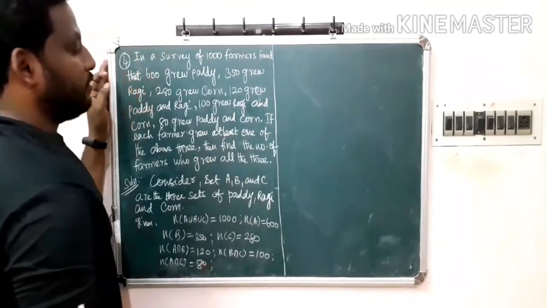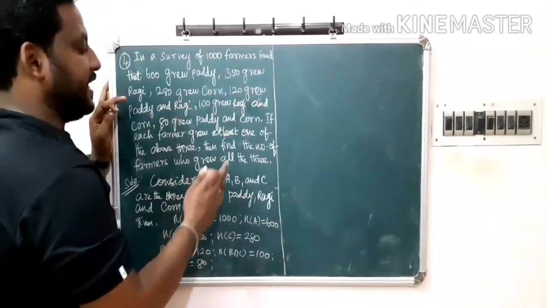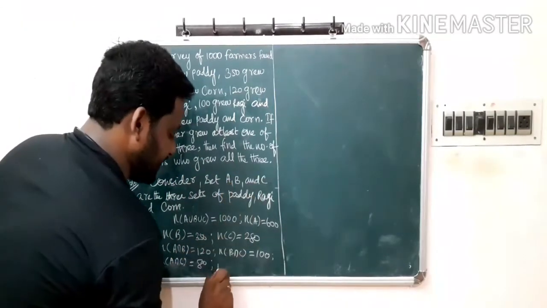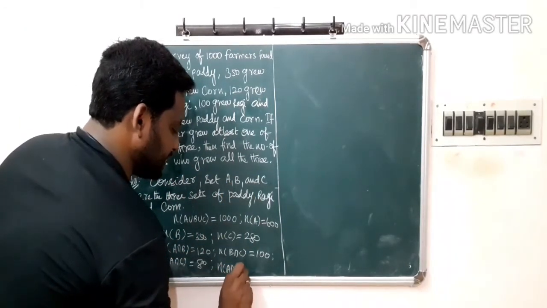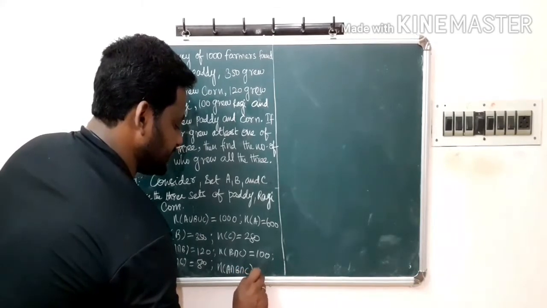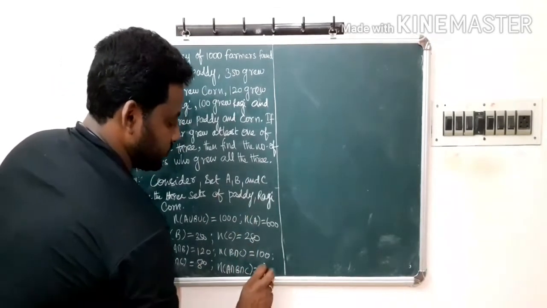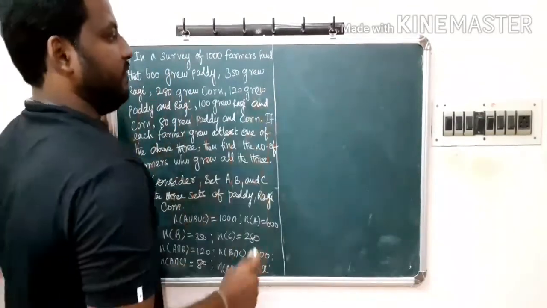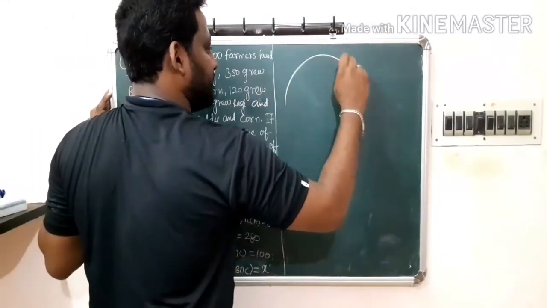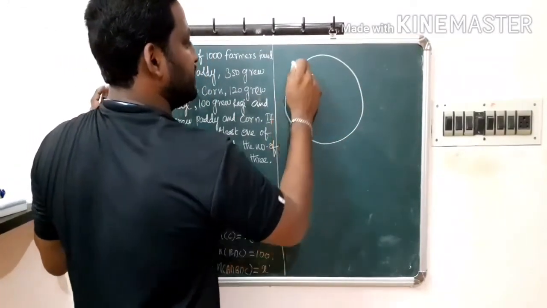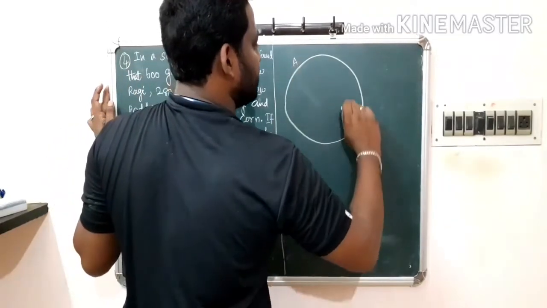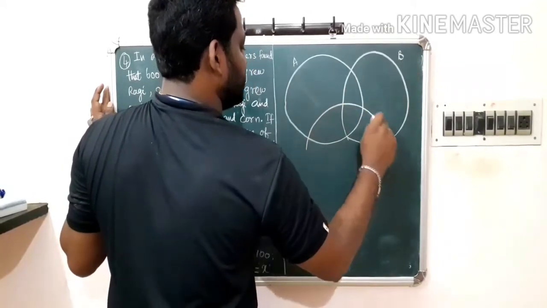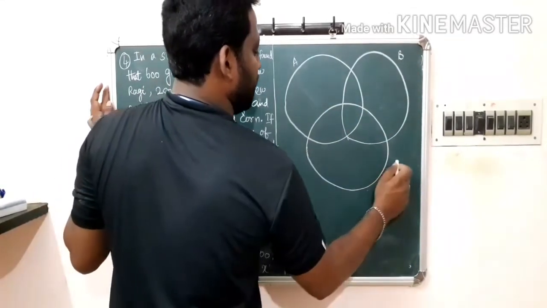And then we have to find out those who grow all the three, which is n of A intersection B intersection C. That is the unknown value, so it should be taken as x. So now we draw a Venn diagram. Set A is paddy, set B is ragi, set C is corn.